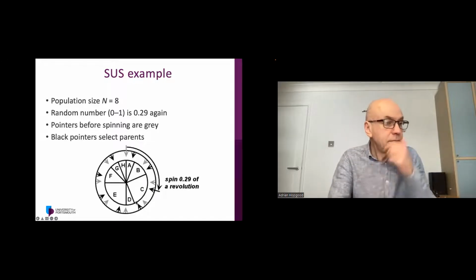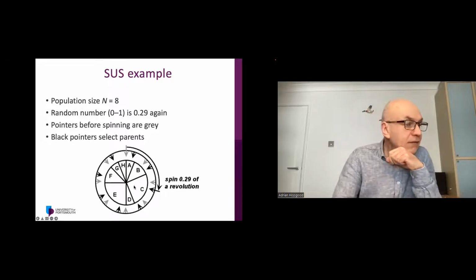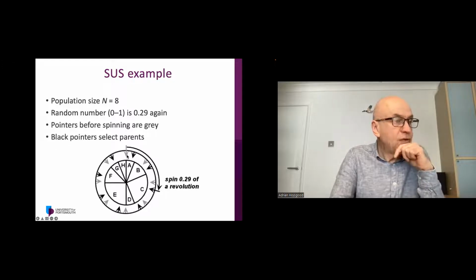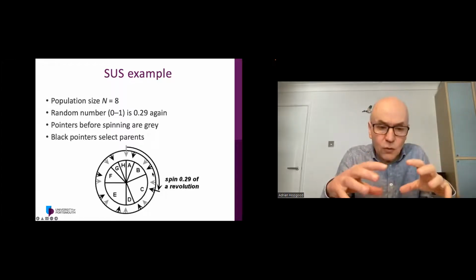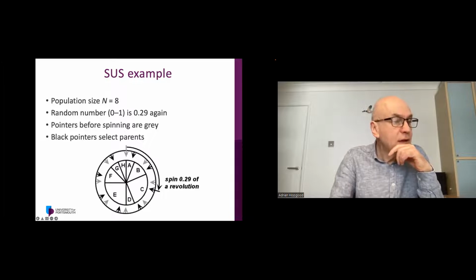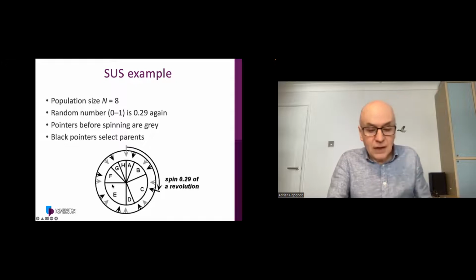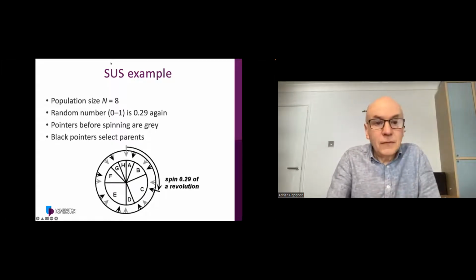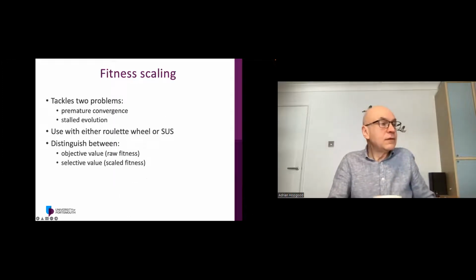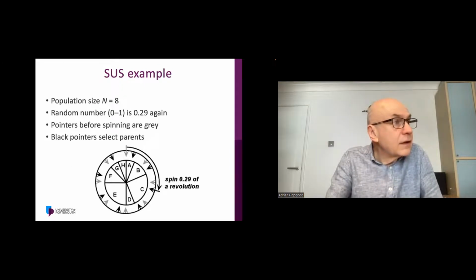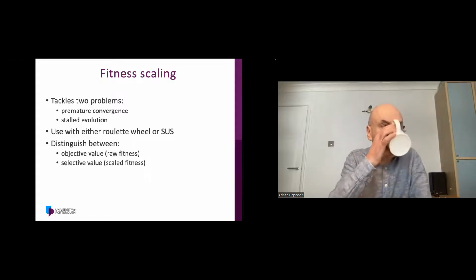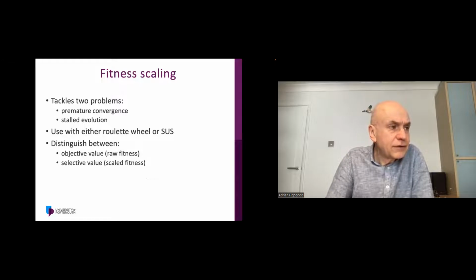So in this example, we now have a population size of n, where E and C have the largest fitnesses, and A and H have the smallest fitnesses. And we start with 8 pointers. You can imagine them all on a ring, which you spin just once. And where the pointers now land, those are the selected individuals. And this guarantees that the selection is proportional to the fitnesses. So that was stochastic universal selection. And as I say, that overcomes the selection variance issue. But it still leaves the problem of premature convergence and stalled evolution.